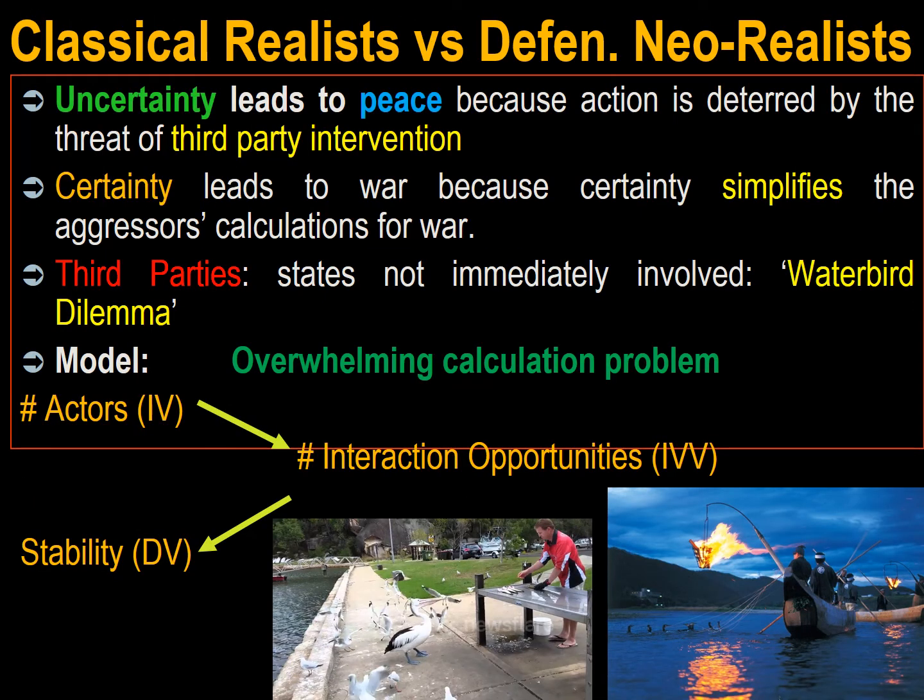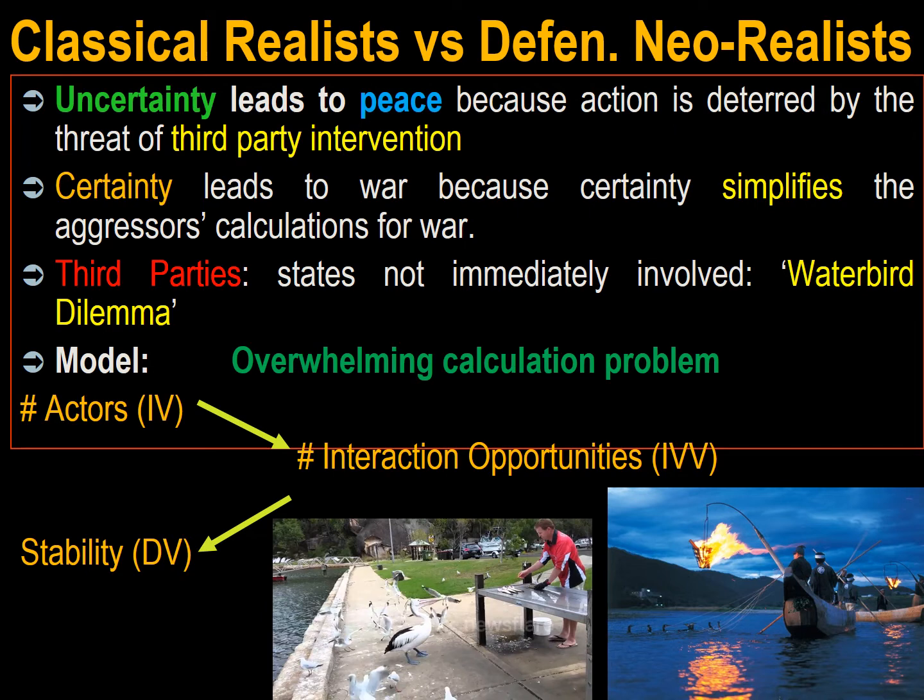Now, classical realists, these are the realists starting with Morgenthau in the 1940s, 50s, and 60s. For them, uncertainty leads to peace because action is deterred by the threat of third-party intervention. So you're not going to go to war if you're not sure what other countries are going to do. Certainty leads to war because certainty simplifies the aggressor's calculation for war. So these are states that are not immediately involved in a dyadic dispute. You know, they can pick either side.